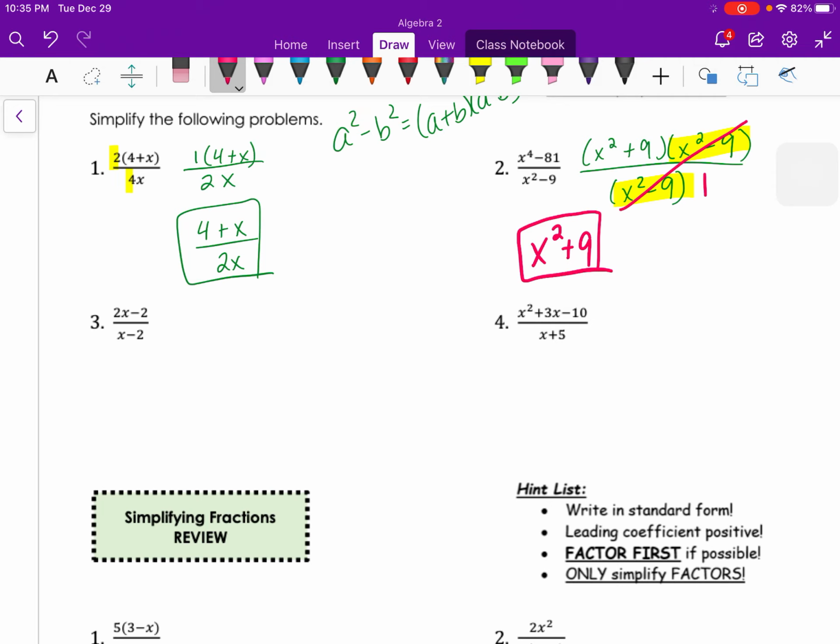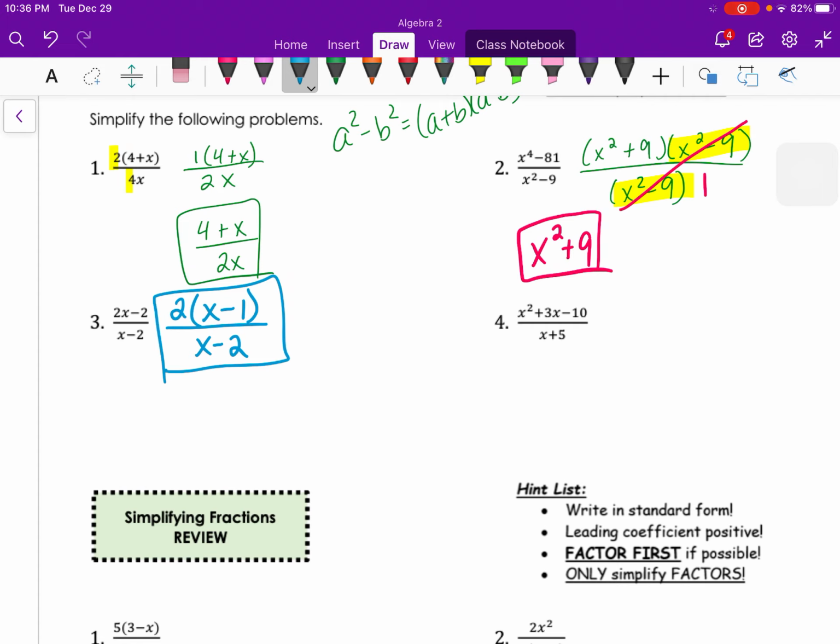In number 3, I can take out a greatest common factor of 2 from the numerator, and if you divide 2x by 2, you're left with x, and then negative 2 divided by 2 is negative 1. And then the denominator does not factor at all. And then nothing is the same. So it doesn't simplify any further. I can rewrite it in simplified form like this where it's factored, but I can't cancel anything.